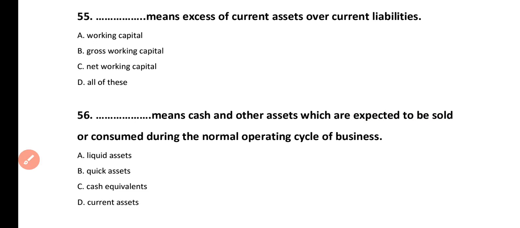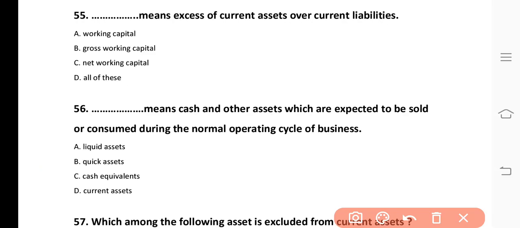MCQs number 55. Dash means excess of current assets over current liabilities. Working capital, gross working capital, net working capital, all of these. So the correct option is net working capital, option C. When current assets are greater than current liabilities, it is known as net working capital.